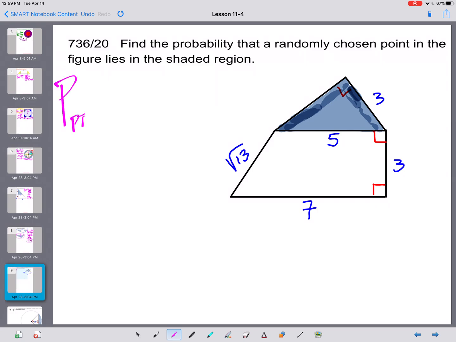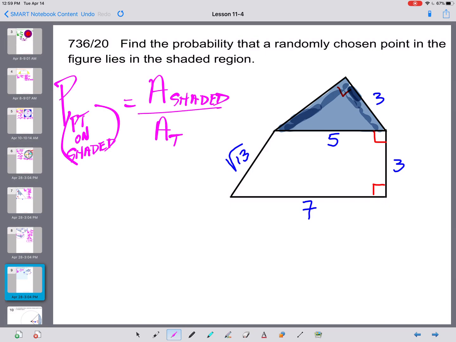The point is on the shaded region, so we're going to do area shaded divided by area total. Now, first of all, for the shaded, I see a triangle. What do I need for the area of the triangle? I need the base and the height. I don't have the base and the height.